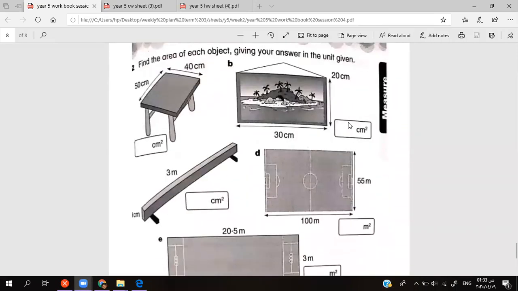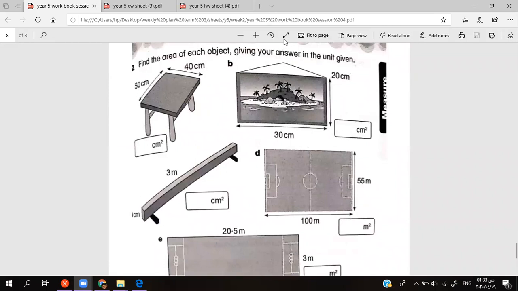Okay, and the last page, and we will be done from the area. Find the area of each object, giving your answer in the unit given. Okay, be careful that he wants it in a certain unit. Here it's centimeter squared, so it must be centimeter multiplied by centimeter. They are both centimeters, yes.